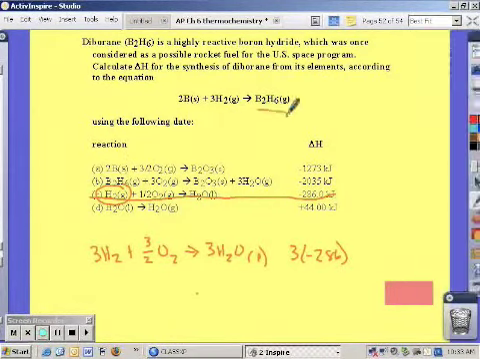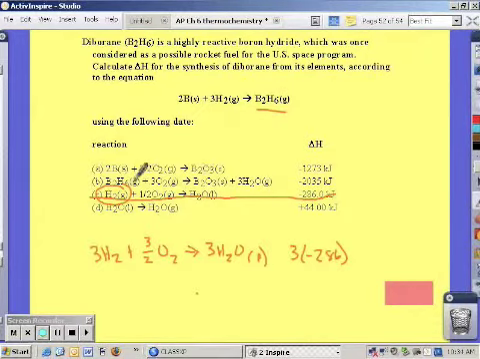Now we need to find B2H6. It's located in this second reaction. We want it as a product, and it's a reactant currently. So we need to reverse this reaction. So we rewrite that equation while reversing it.